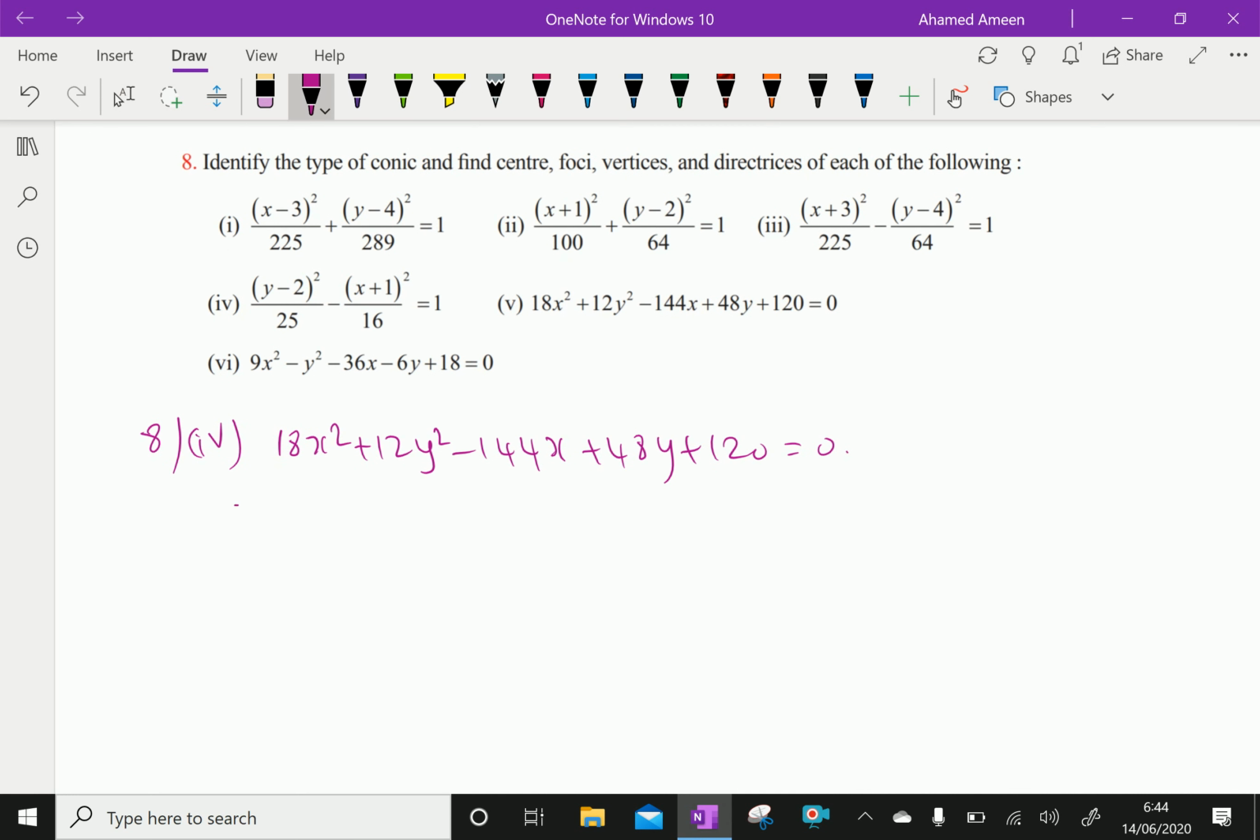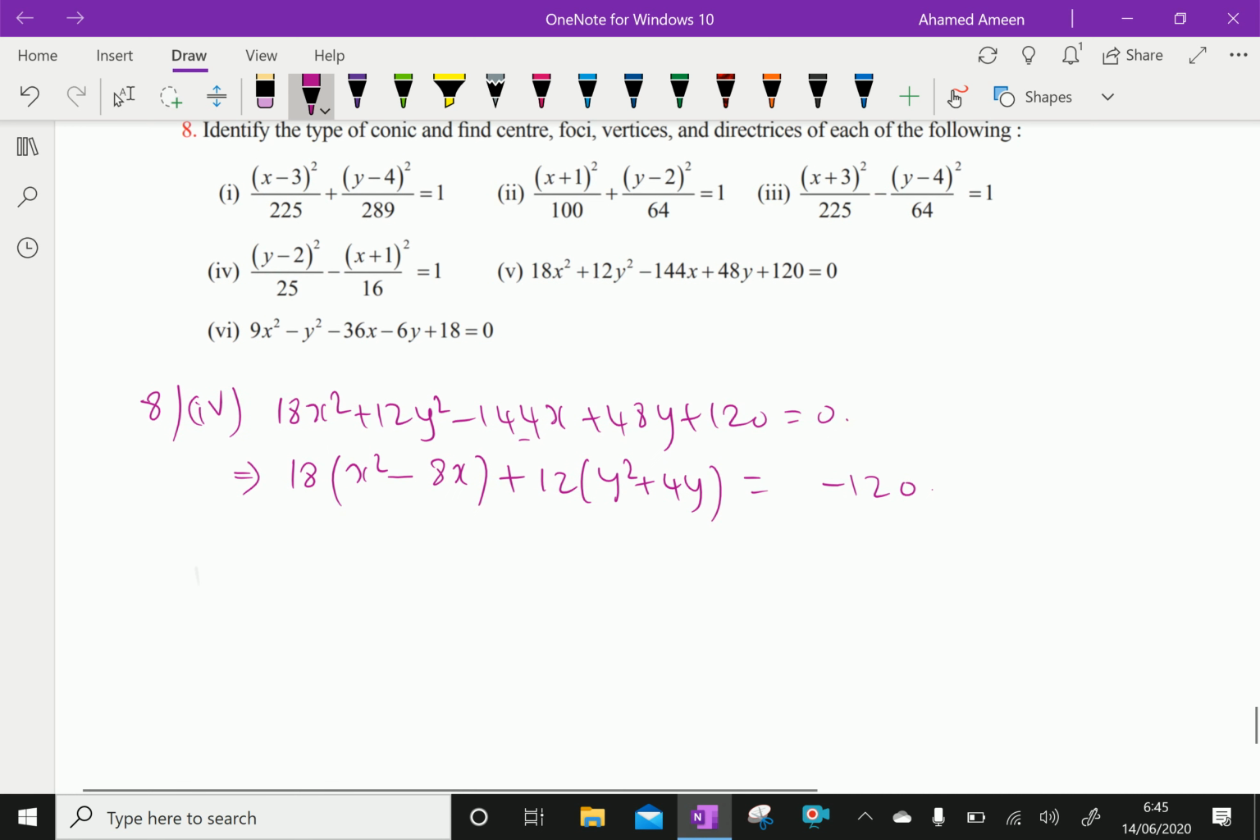Now let us split it like this: 18x square minus 144x, so 8 into 18 is 144, so 8x, plus 12y square plus 48y, 4 into 12 is 48, so 4y, equal minus 120. Now further we have to complete the squares.